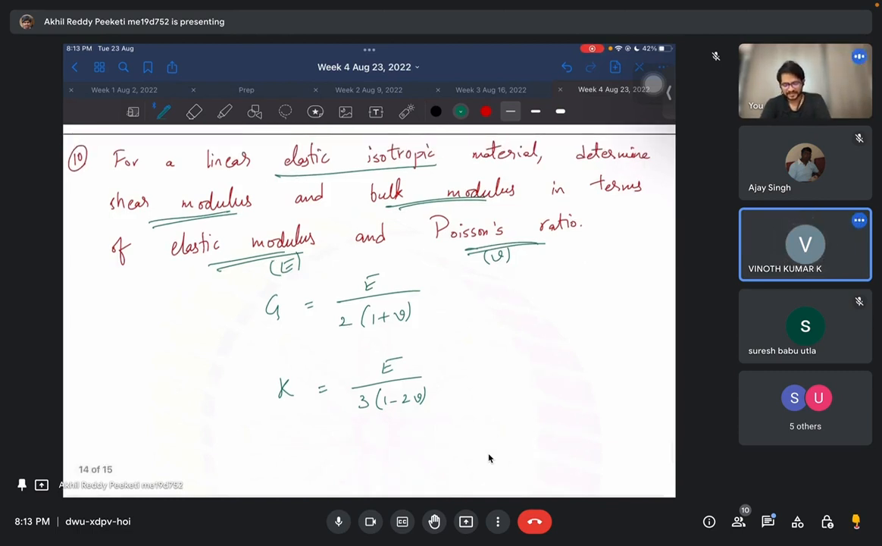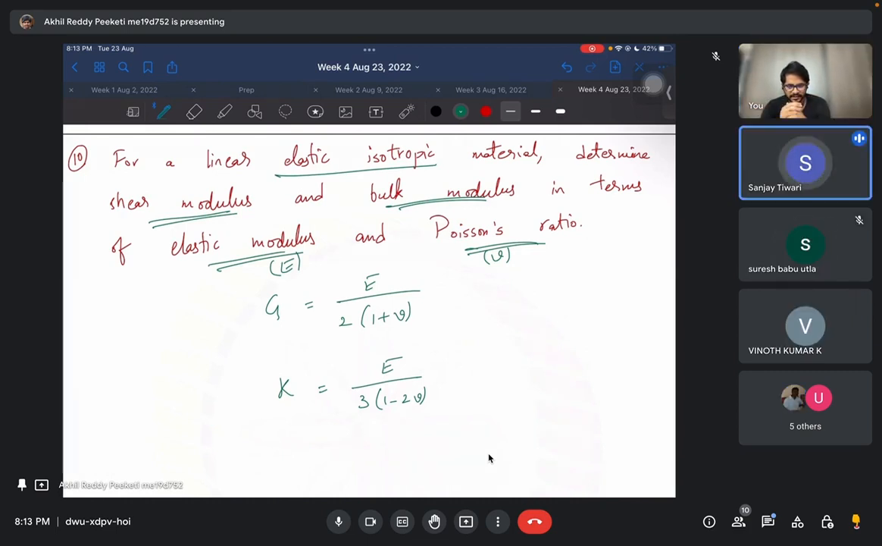Isotropic means you are doing a tensile test, right? Let's take a simple tensile test only. You have a cylindrical sample, and you are doing this tensile test.